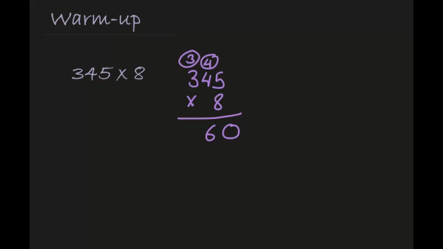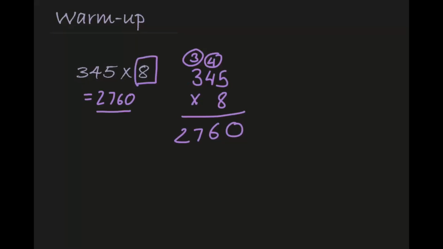Now we're doing 8 times 3. 8 times 3 is 24. And 24 plus 3 is 27. So we're going to write 27 right there. So our answer here is 2,760.